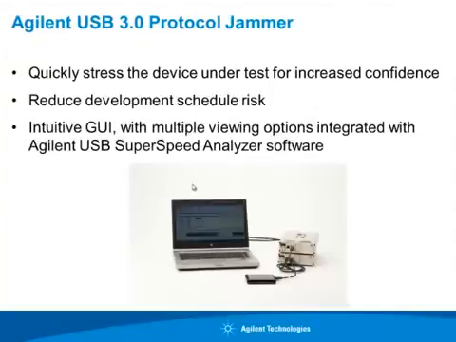In summary, the USB protocol jammer from Agilent Technology allows you to quickly stress the devices under test and increase your confidence of your deployment and the USB protocol operations. It also helps you reduce the development risk, both in the quality and the time it takes to find the errors that may occur. With an intuitive GUI that, when integrated particularly with the Agilent USB analyzer, allows you to do the detailed analysis that you need.